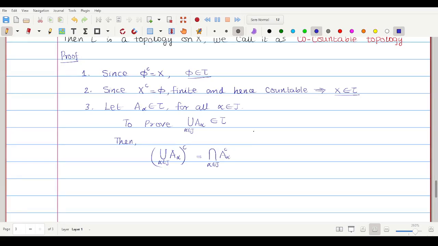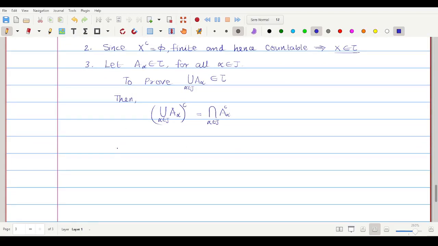Okay, this is by De Morgan's law, nothing else. Now I say that if A_alpha complement is equal to capital X for all alpha belonging to J, call this case (a), then this implies that the complement of the union of all A_alpha is equal to the intersection of all A_alpha complement. If every A_alpha complement is X, then the intersection is X. So the whole complement is X, which must imply that the union of all A_alpha belongs to tau.